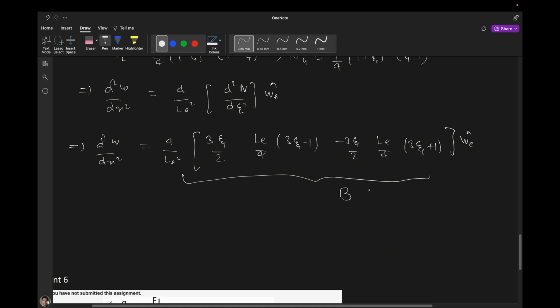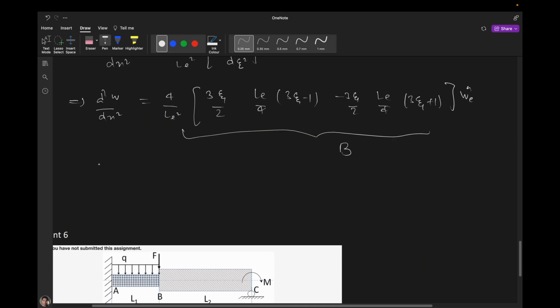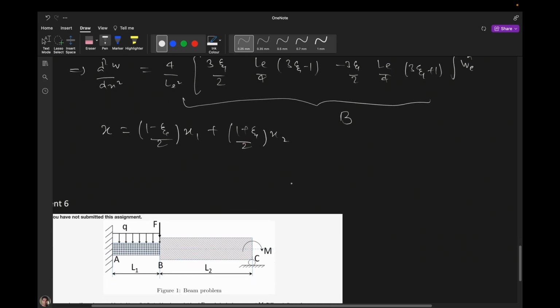Now we have to use the x coordinate same as the Lagrange shape function. We will not use the Hermite shape function for it. This is a little different, as we solved as a bar problem, the truss problem.